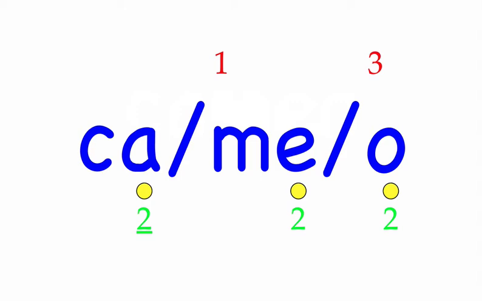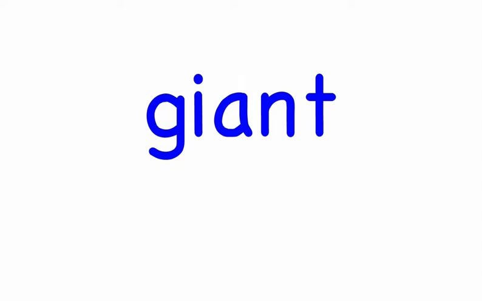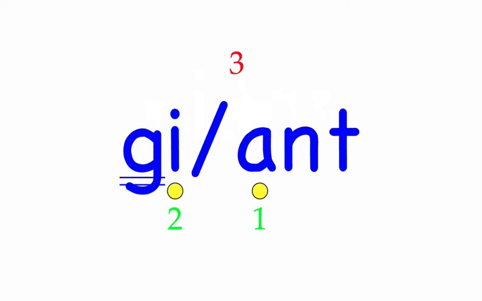Giant. He is a giant among men. And for spelling, pronounce it giant. Ji has 2 sounds: J, I. Ant, 3 sounds: A, N, T. Giant. Mark the word. Giant.